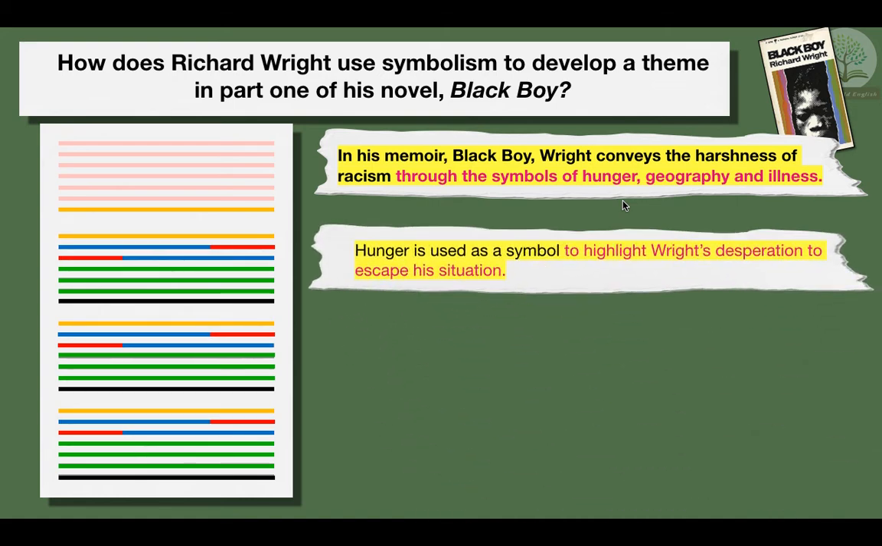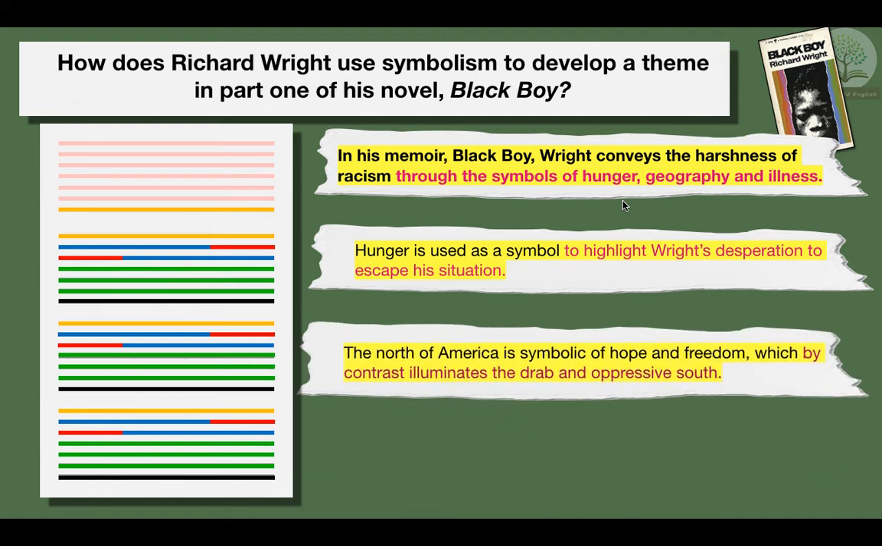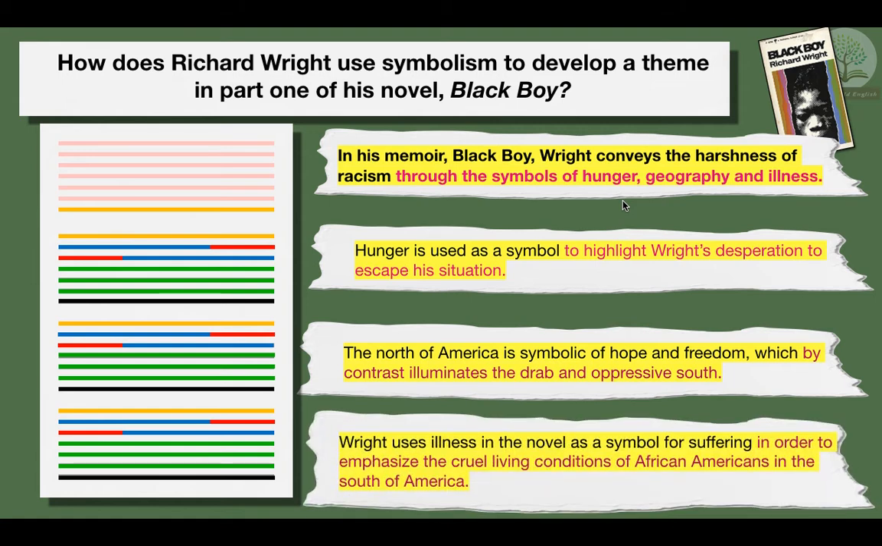Hunger is used as a symbol to highlight Wright's desperation to escape his situation. The North of America is symbolic of hope and freedom, which by contrast illuminates the drab, oppressive South. And Wright uses illness in the novel as a symbol for suffering in order to emphasize the cruel living conditions of African Americans in the South of America. All of this has been articulated well in an essay that has strong textual evidence and analysis also.